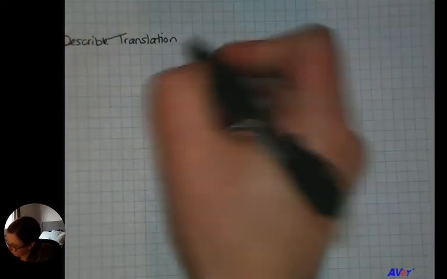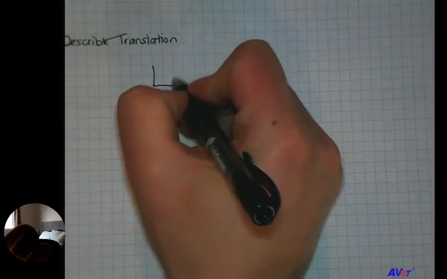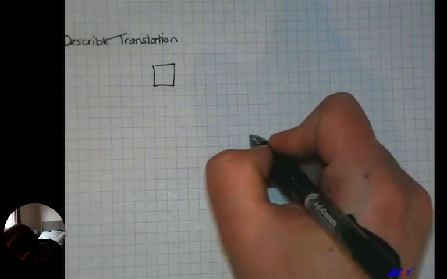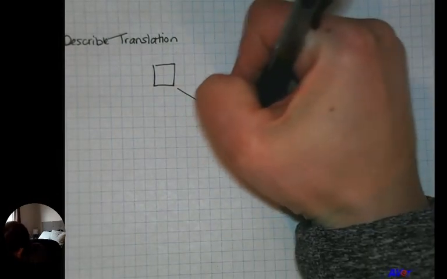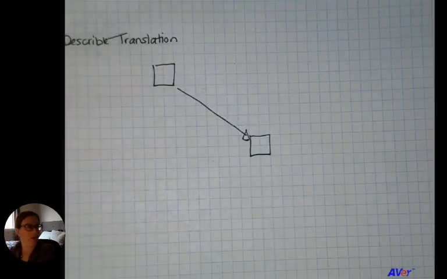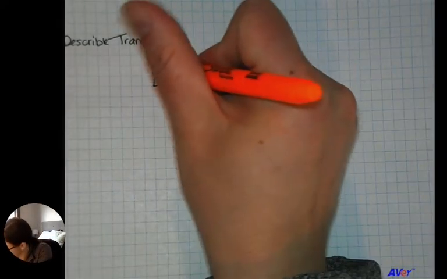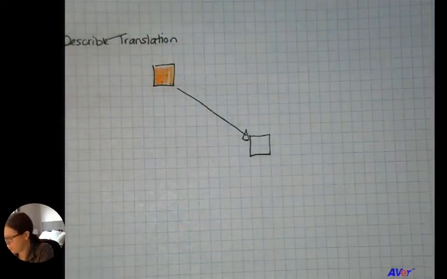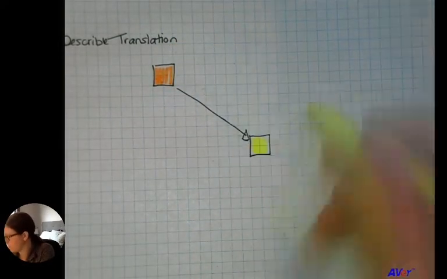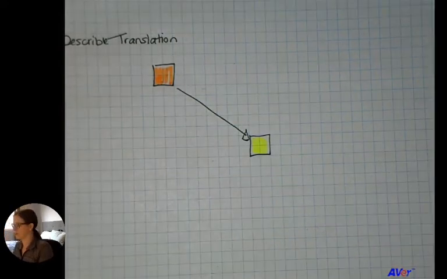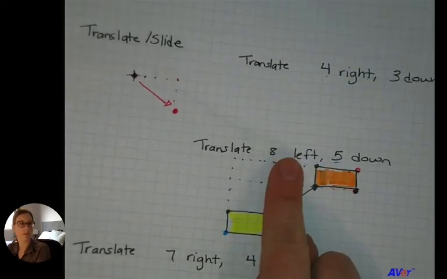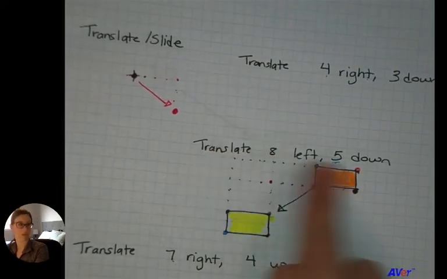Okay, so if we had, let's say, a square here and a square here, and they've got a nice little arrow that goes from here to here, they're telling us with that little arrow that this was our original shape up here in the orange, and it slid down over here to the yellow one. And so now we've got to say, okay, instead of performing those instructions like we saw here, we've got to come up with these instructions.